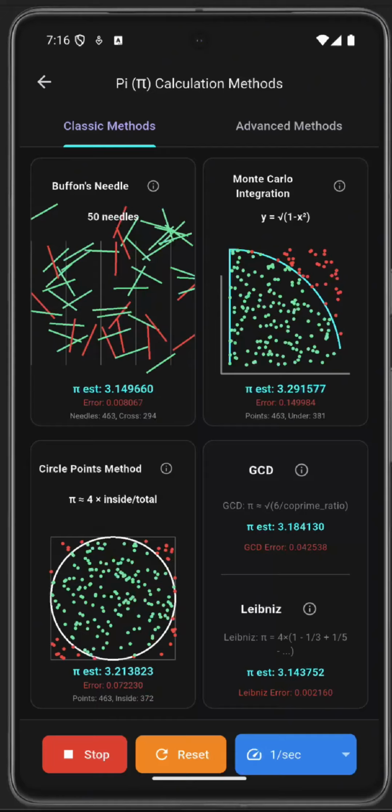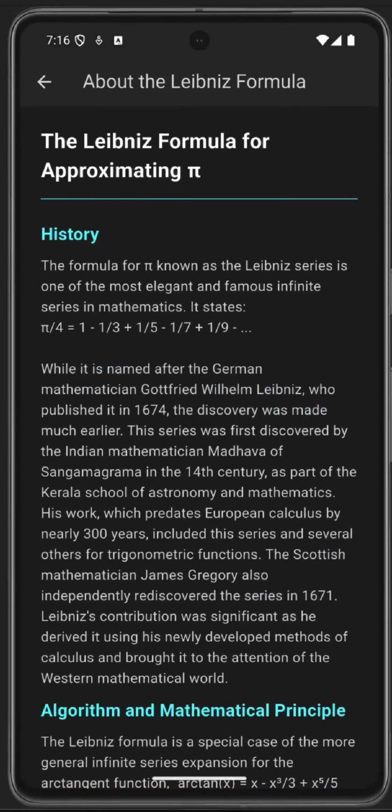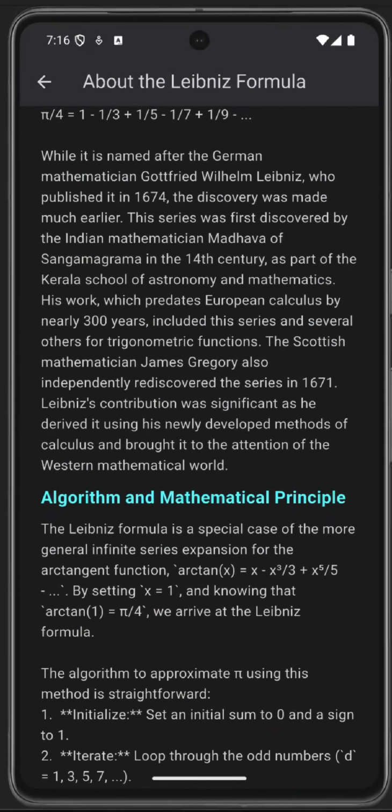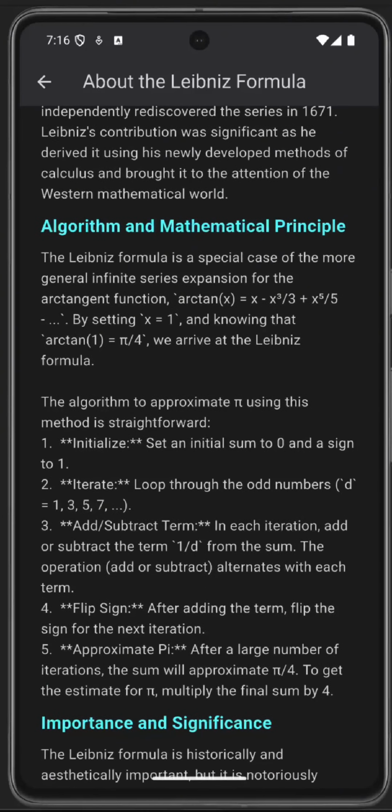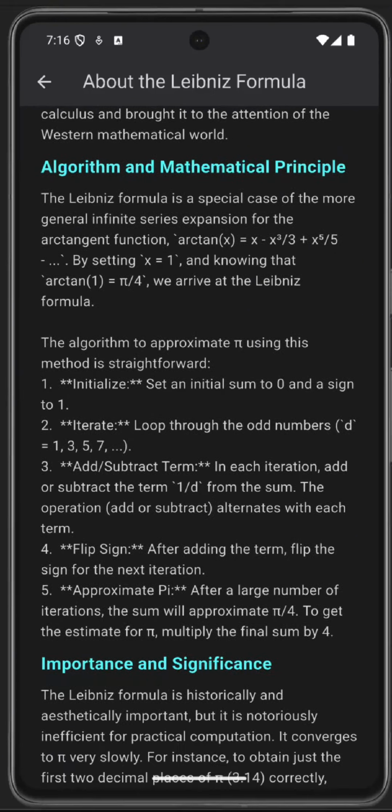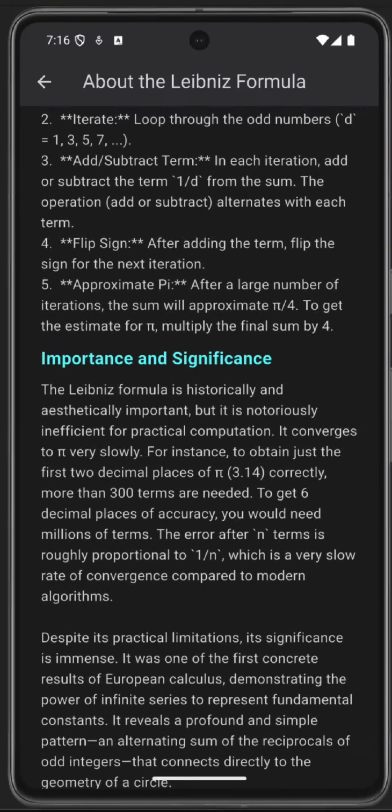The Leibniz formula is one of the most elegant and famous series for calculating pi. It is an infinite alternating series that starts with 4 and then subtracts 4 divided by 3, adds 4 divided by 5, subtracts 4 divided by 7, and so on, continuing with the odd numbers.